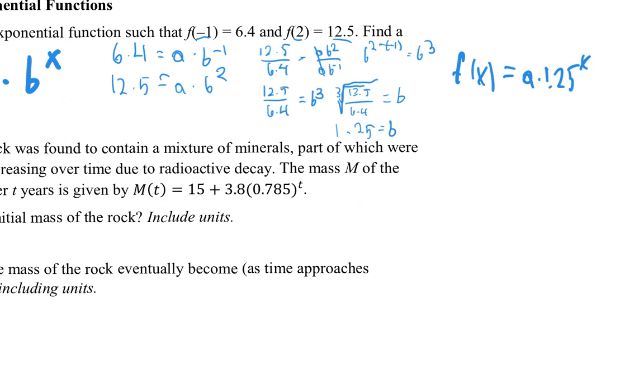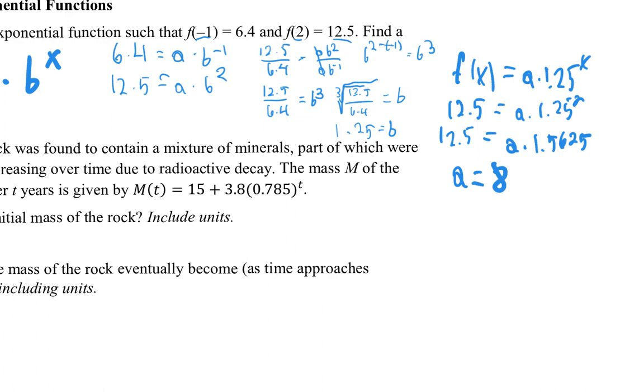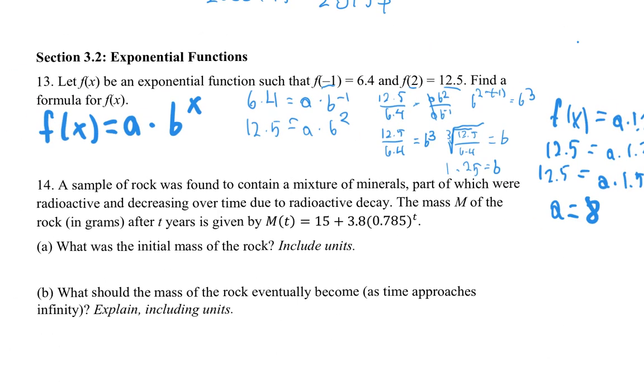So 12.5 equals a times 1.25 squared. And 1.25 squared is 1.5625. Divide each side by 1.5625. We get a equals 8. So finally, our equation for f of x is 8 times 1.25 to the x.